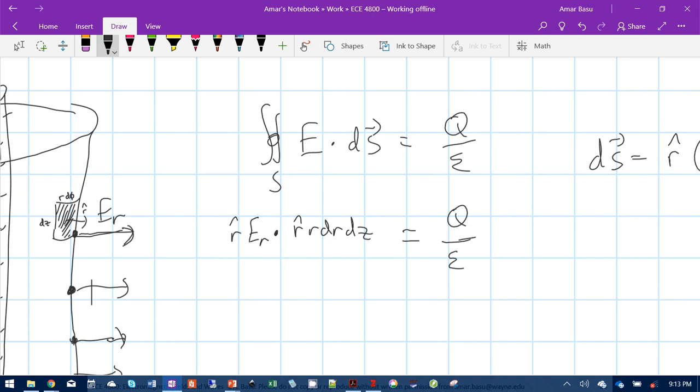This is an important point, right? Symmetry tells us that there's only a radial component of the electric field. There's no phi hat component.